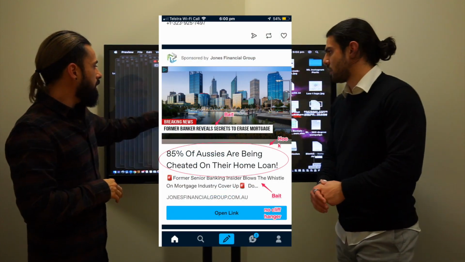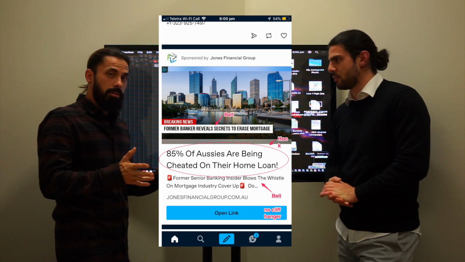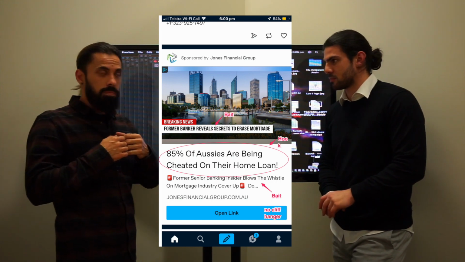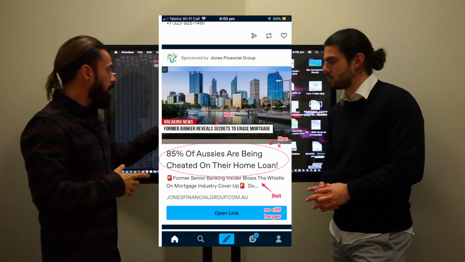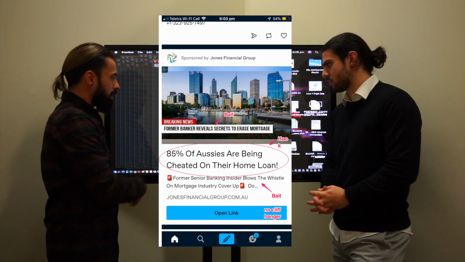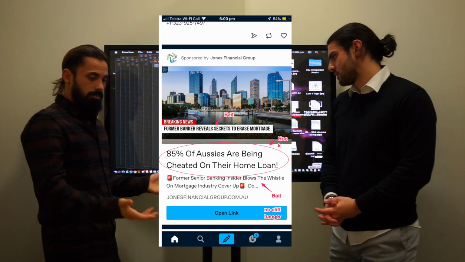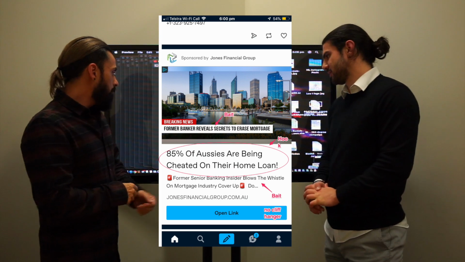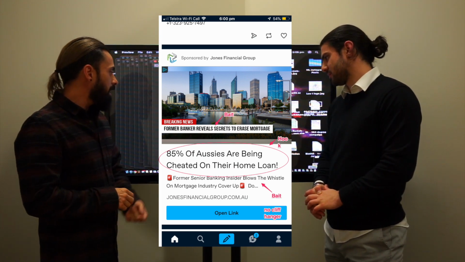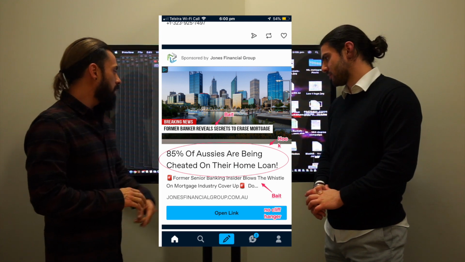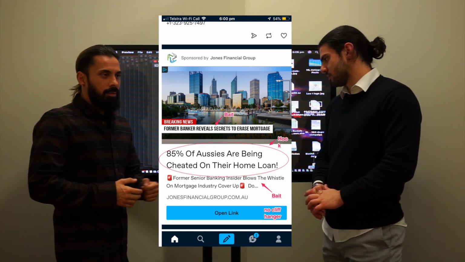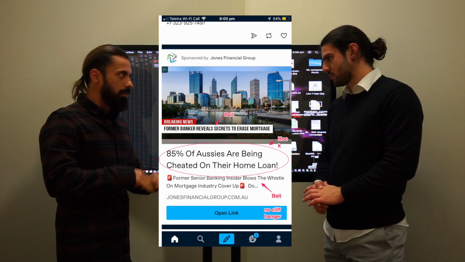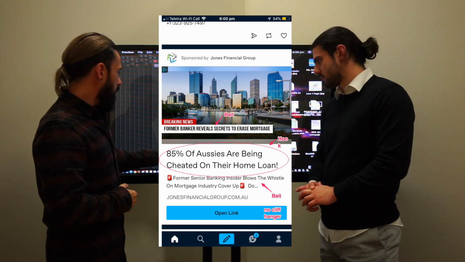Okay, now again, that breaking news, right? Which is great. It's going to get your attention, and we know who's doing this, and they're just replicating this all across. And there's a reason for it. So 85% of Aussies are being cheated on their home loans. Applies to everyone that's got a home loan. Former senior banking insider blows the whistle on mortgage industry cover-up. Again, we've seen this with a famous internet marketer that's blowing the lid on Google. So I can leave that to your imagination.